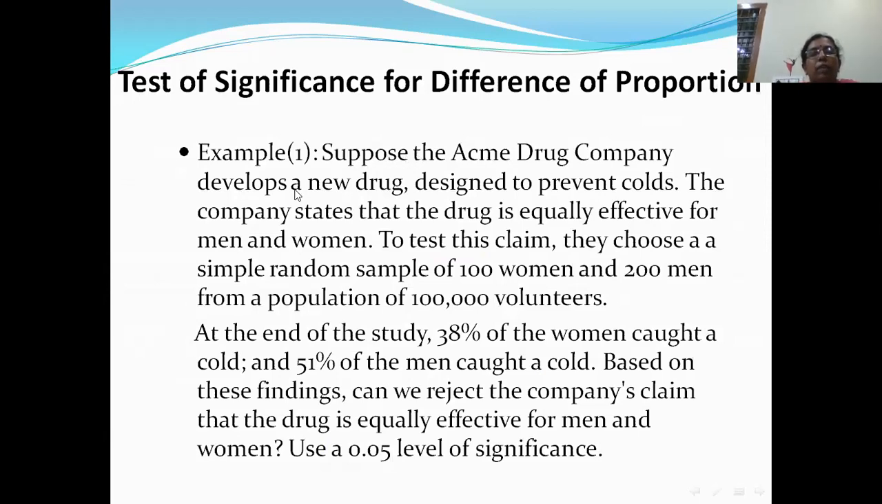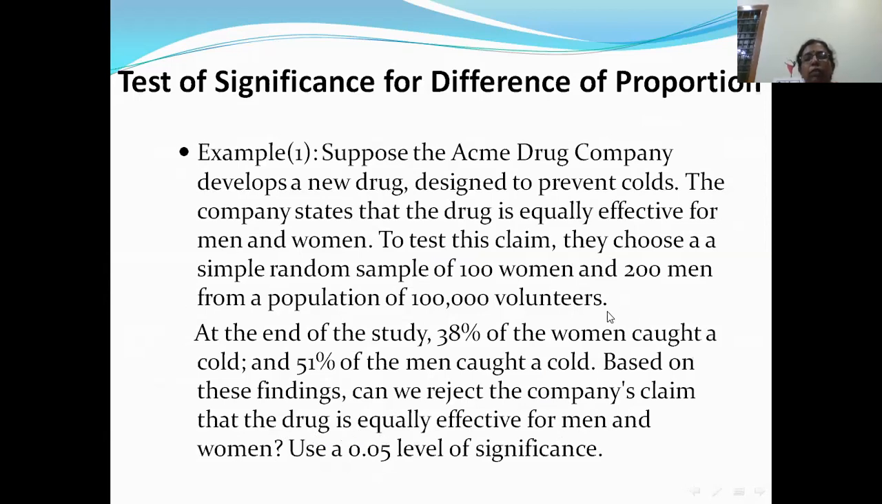Suppose the Acme Drug Company develops a new drug designed to prevent colds. The company states that the drug is equally effective for men and women. Now to test this claim, they selected a simple random sample of 100 women and 200 men from a population of 1 lakh volunteers. At the end of the study, 38% of the women caught a cold and 51% of the men caught a cold. Based on these findings, can we reject the company's claim that the drug is equally effective for men and women? So we have to test at 5% level of significance.